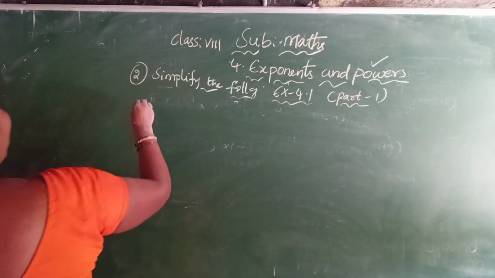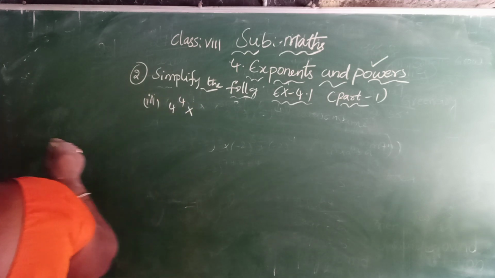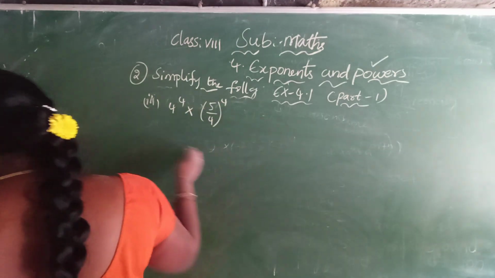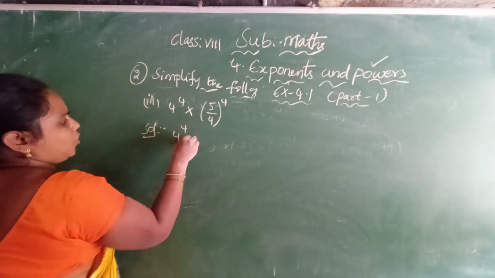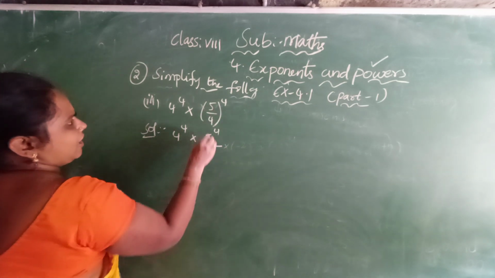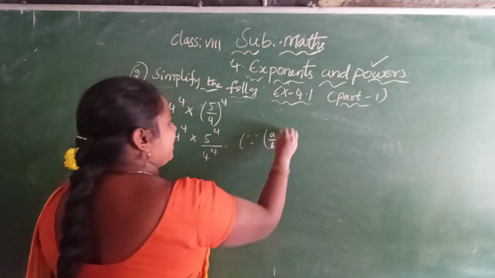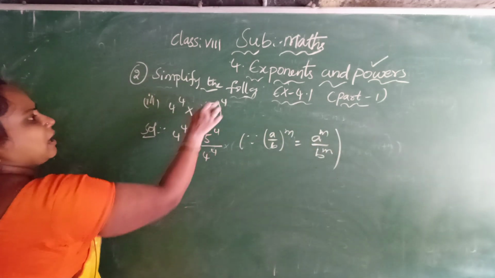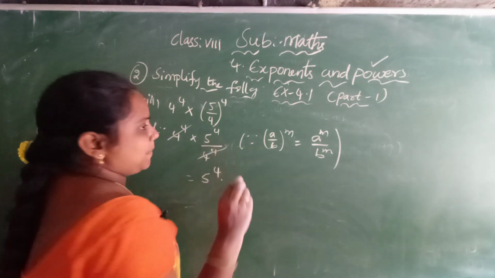What is the third problem here? 4 power 4 into (5/4) whole power 4. Solution: I can write this as 5 power 4 over 4 power 4. I am separating the powers, since (a/b) whole power m is nothing but a power m by b power m. So 4 power 4 and 4 power 4 cancel, leaving 5 power 4.